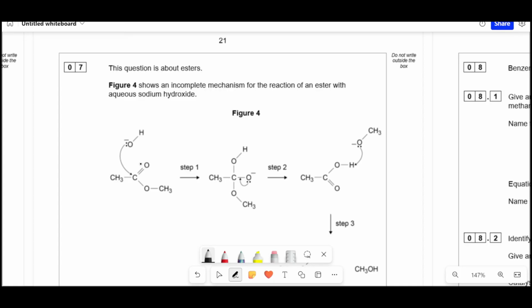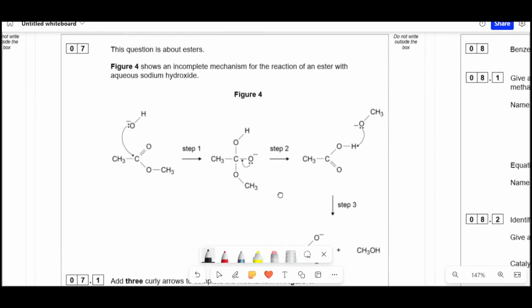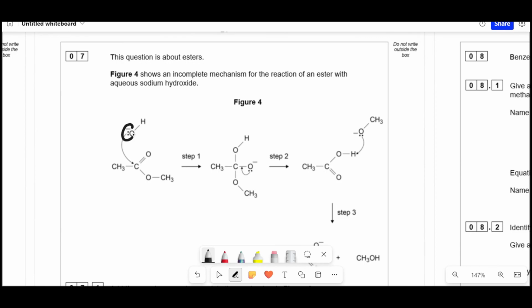Which is why, as I said before, it's really important to know what's happening in terms of electron movement when you're drawing curly arrows. Because they do this. They give you unfamiliar mechanisms and say, all right, go and draw the arrows, and do it. So if we have a look here, they've started us off. They said the lone pair of this oxygen is being passed on to this carbon here, like that. So what's happening is this pair of electrons is being donated to that carbon.